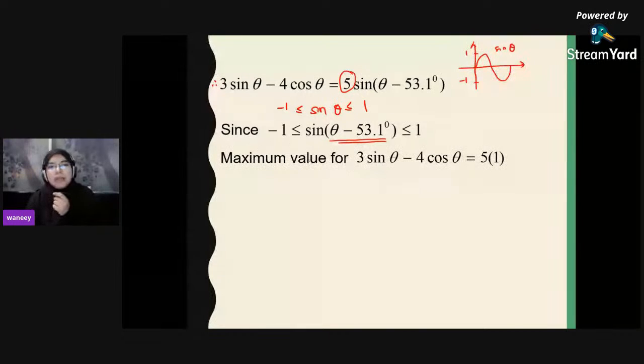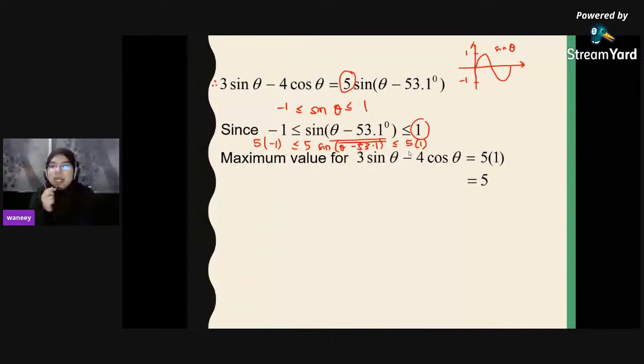So that means the maximum value for 3 sine theta minus 4 cos theta is actually equal to 5 multiplied by 1, because we got a 5 in front of the sine over here. So it's something like 5 times negative 1 less than 5 sine theta minus 53.1 less than 5 times 1. So that is how we know that the maximum value should be 5 times 1, which is 5.